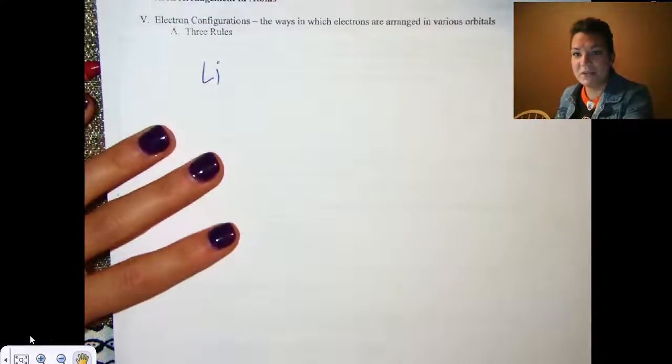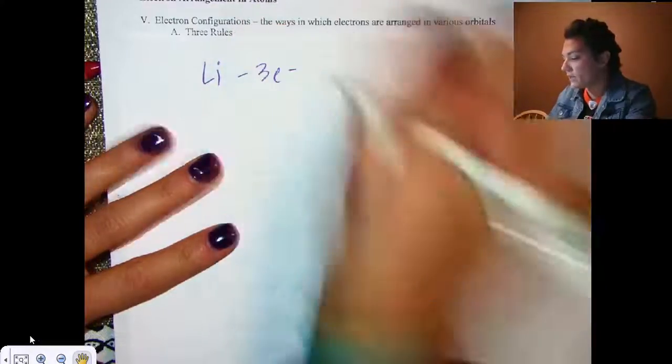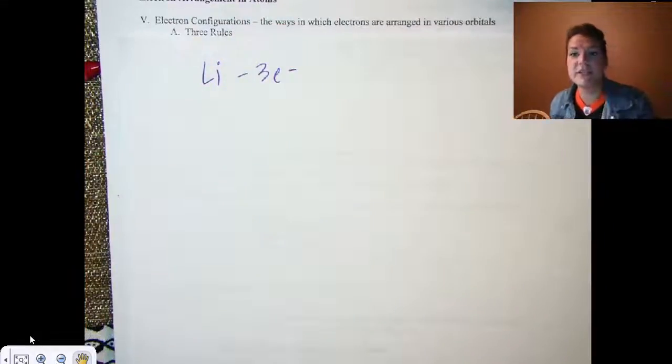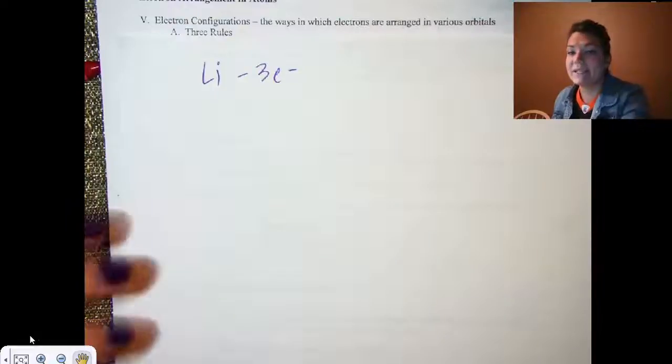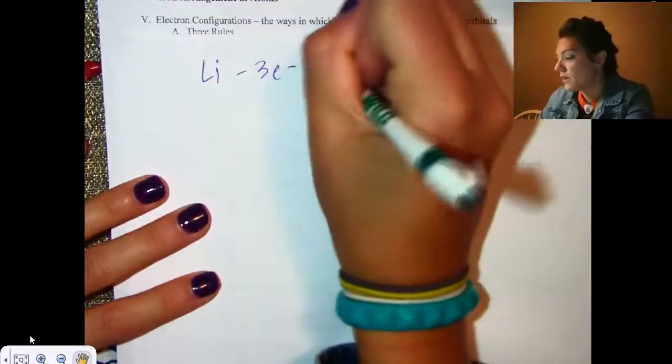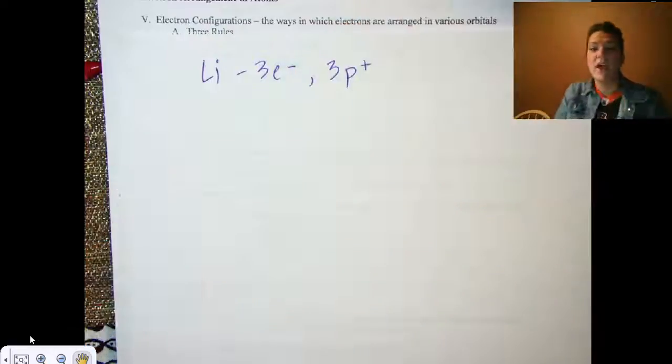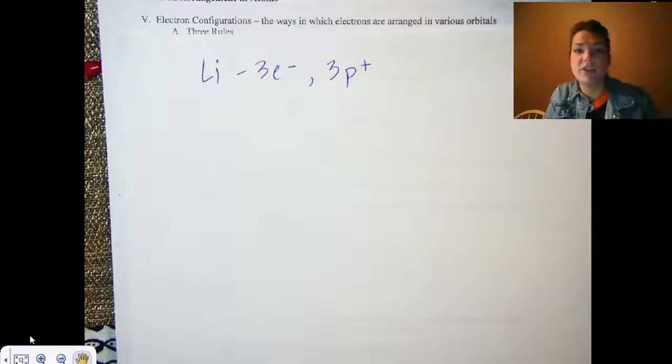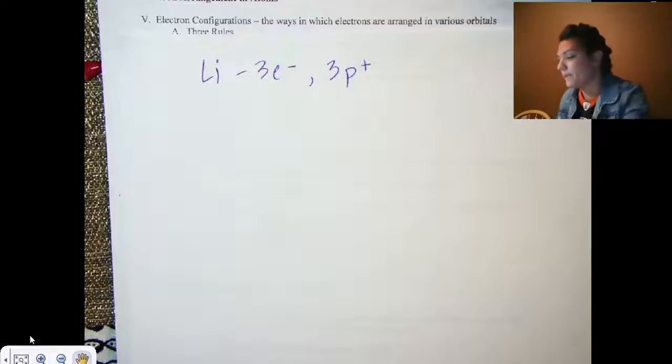Sorry, if I have a lithium atom, I know that lithium has 3 electrons in a neutral species. How do I know that? Because its atomic number is 3, which means that it also has 3 protons. So I'm going to need the protons and the electrons to cancel out in this case.